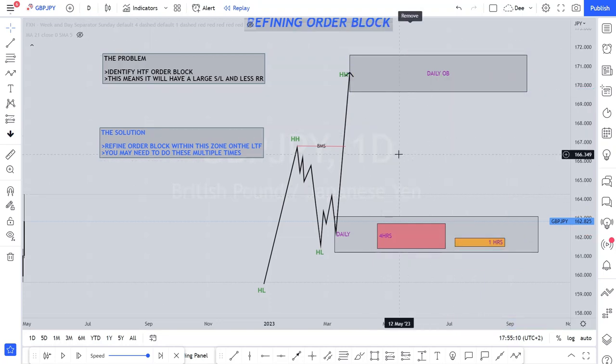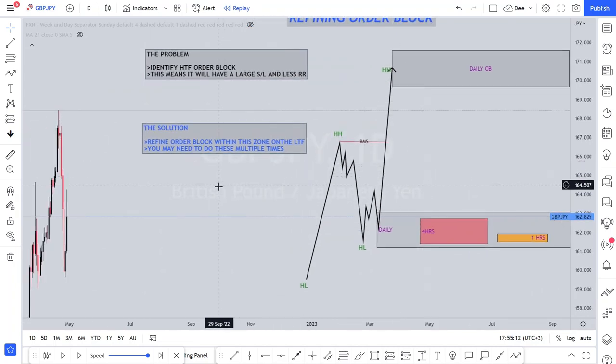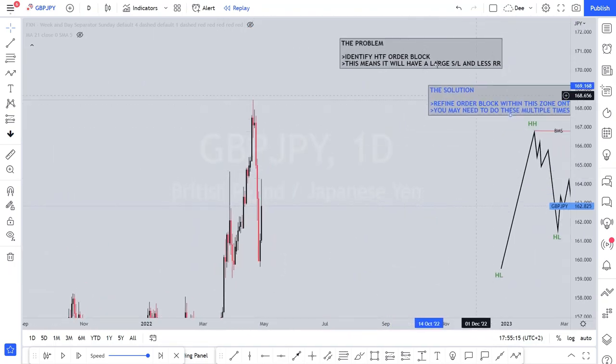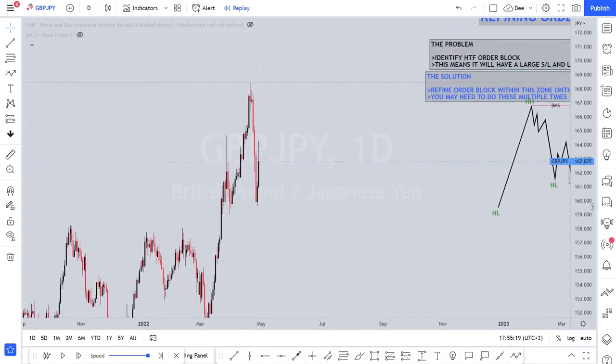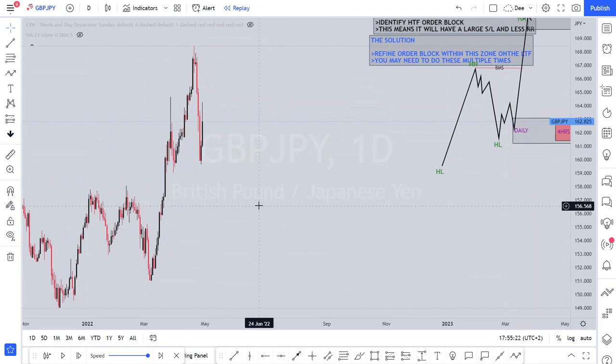Okay, so let's get to the practical side of this. As you can see, we have pounds yen.